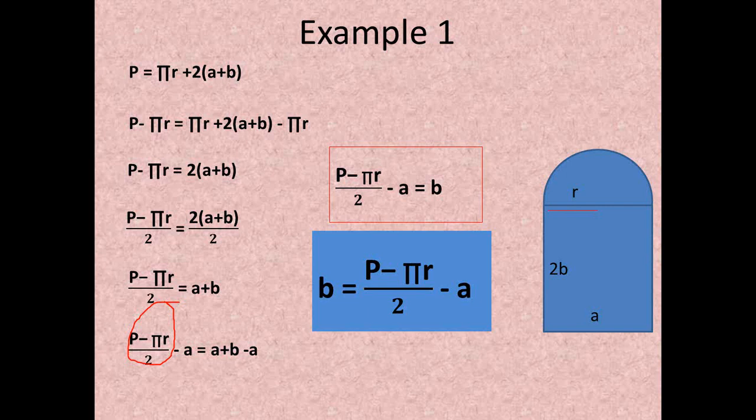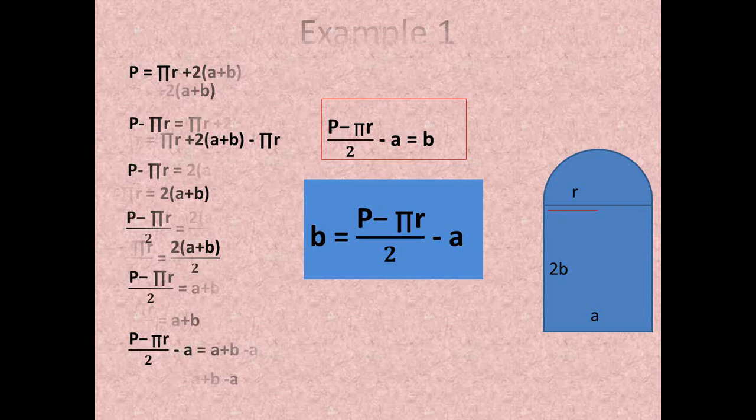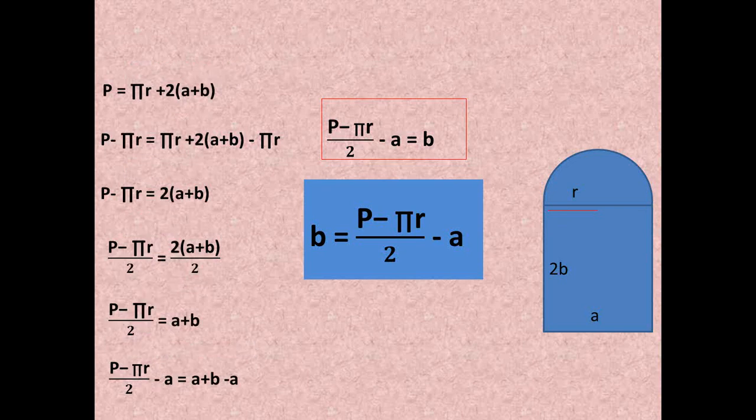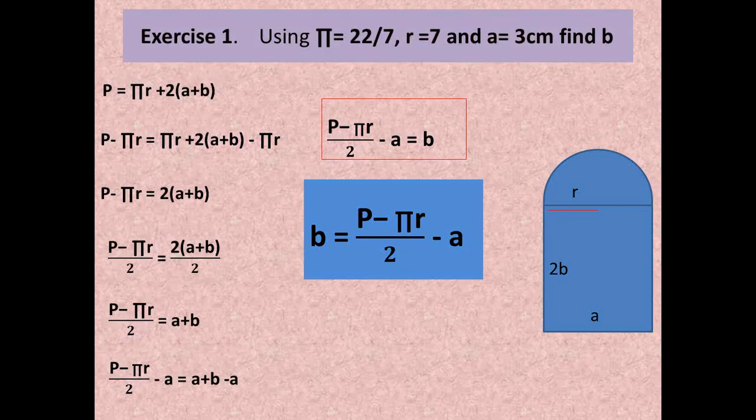Now, this example, you've got a little exercise to do. What has been given is that pi is 22 by 7, r is equal to 7, a is 3 centimeter. You need to find b. Pause this movie, find b, and then go on to the next exercise.